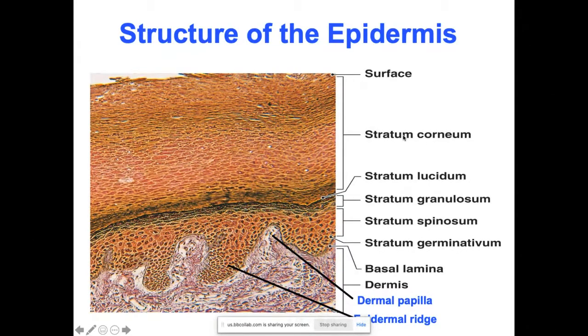Stratum, like stratosphere, just means layer. So stratum corneum, look at this top layer. It's like 25 to 30 layers of stratified squamous epithelium. That's what the stratum corneum is.